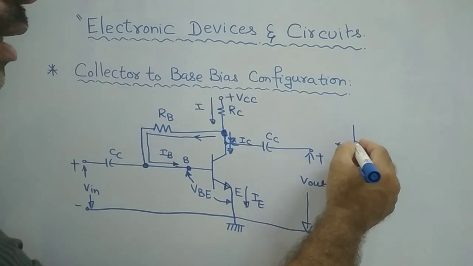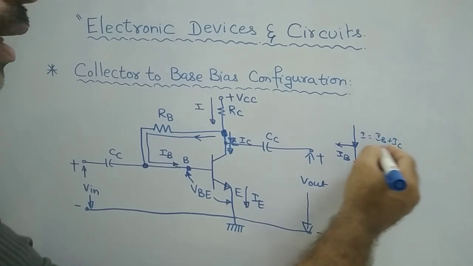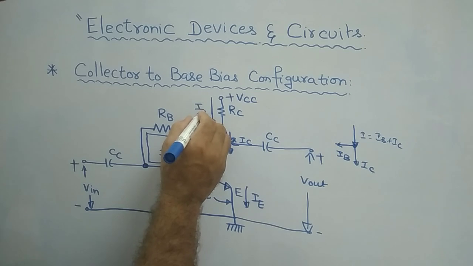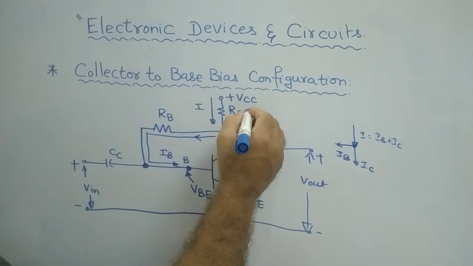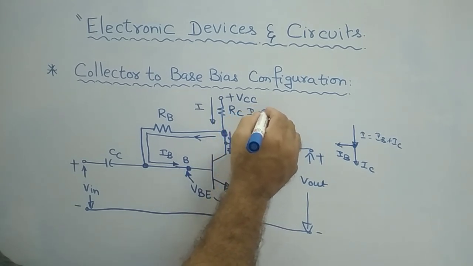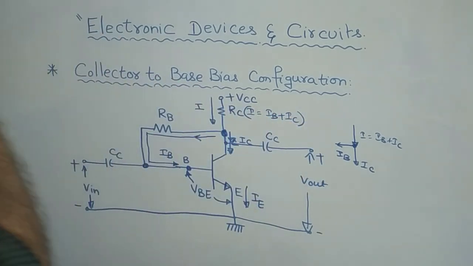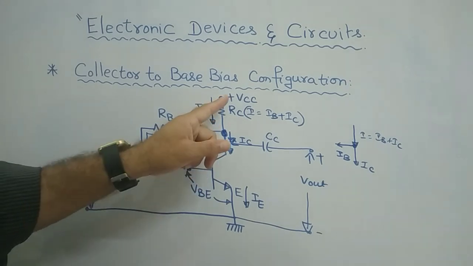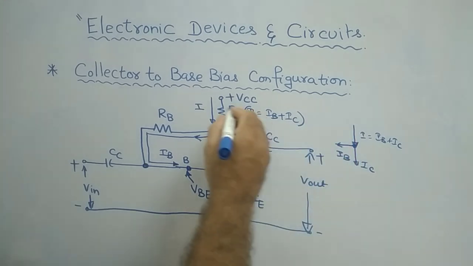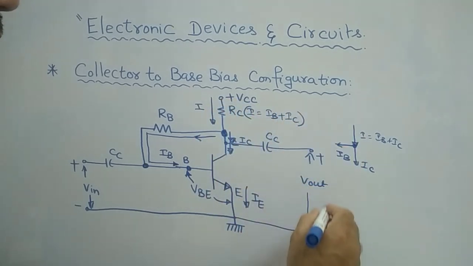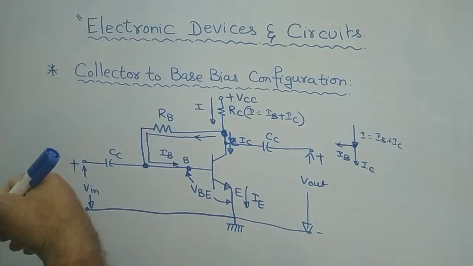Then what is the incoming current? I is nothing but definitely IB plus IC according to your KCL. Therefore, the current that flows through this RC is I equals IB plus IC according to your KCL. Because we are connecting to plus VCC like this. Otherwise, this will be shown like this, with VCC connected like this and the corresponding circuit connected like this. This is the simplest way of representation, right?